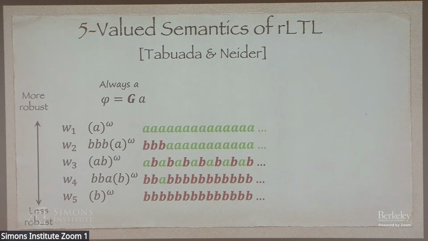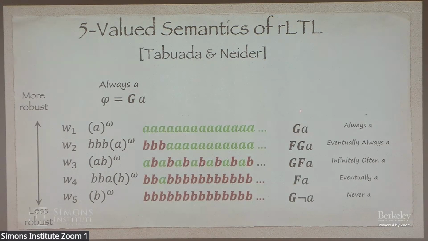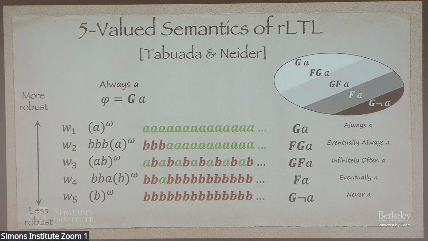The mathematical explanation that Tabuada and Neider give for this is by looking at these representative formulas. So we have always A, eventually always A, infinitely often A, eventually A, and never A. You can see that they are decreasing in terms of the number of A's that they require. And then you can see that the first formula satisfies this stronger one. The second formula doesn't satisfy always A, but it satisfies eventually always A. The third doesn't satisfy these two, but it satisfies infinitely often A, and so on. So whether you satisfy it or not determines your place in their 5-value semantics.